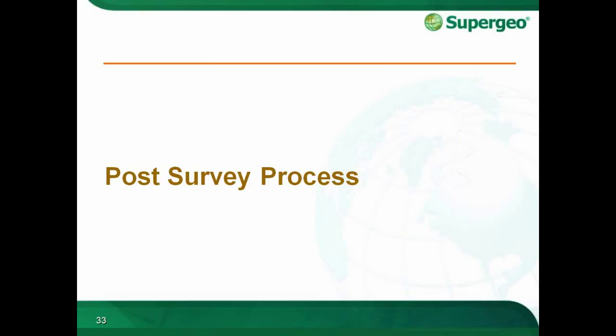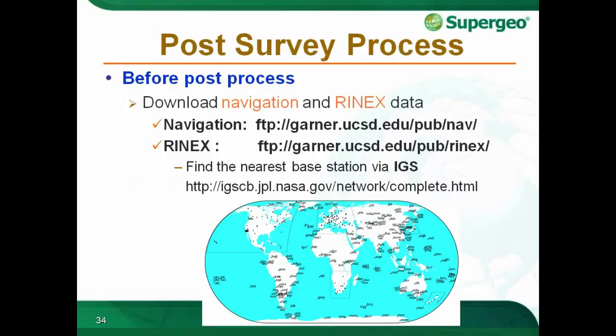Post-survey process. If you activate the GNSS plugin extensions in SuperPad during the survey to increase the accuracy of the data, you can apply the post-process function to your data. First, you need to download the navigation data and the RINEX data to correct your original data. You can download them from those two FTP websites.